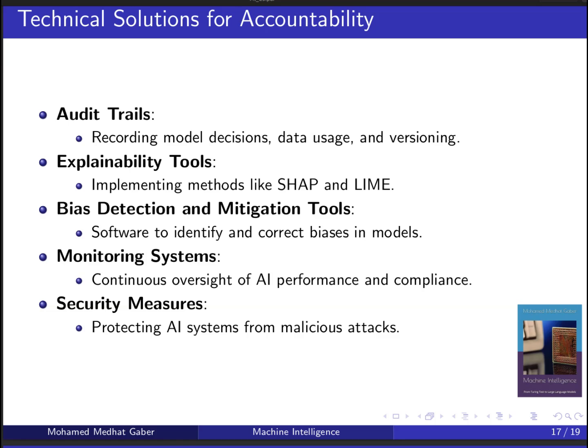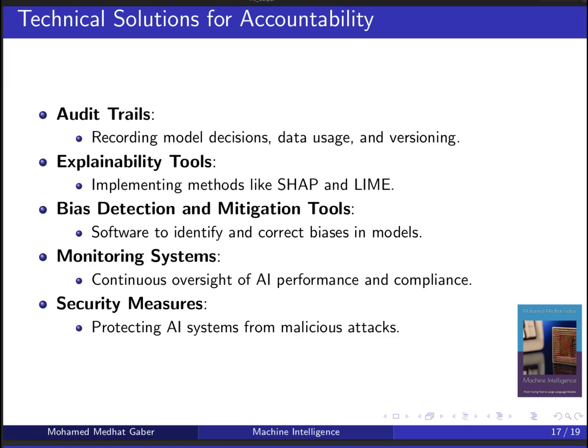Bias detection and mitigation tools are also critical technical solutions. These tools help identify instances where the AI model may be exhibiting biased behavior. By analyzing the model's outputs across different demographic groups, developers can detect unfair patterns and implement corrective measures. Some tools offer automated bias mitigation strategies, integrating seamlessly with the development pipeline to promote fairness from the outset.